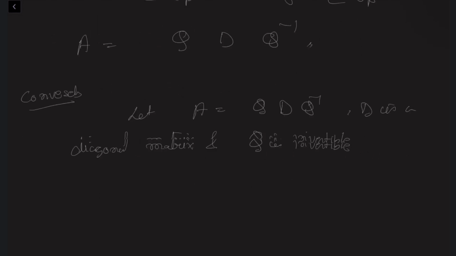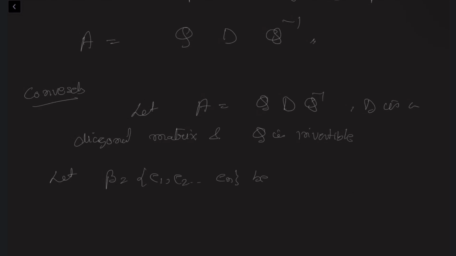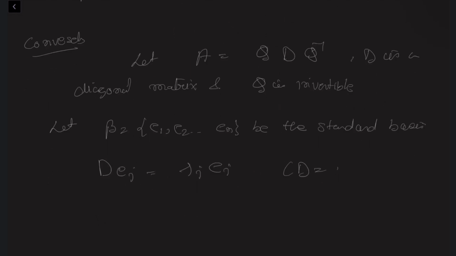So let beta be the standard basis. So what is D of Ej, the diagonal matrix applied to Ej? Whenever you take a diagonal matrix and multiply it by Ej, you get nothing but lambda j Ej, because your Ej's are the standard basis, where D is a diagonal matrix with elements lambda 1, lambda 2, up to lambda n.